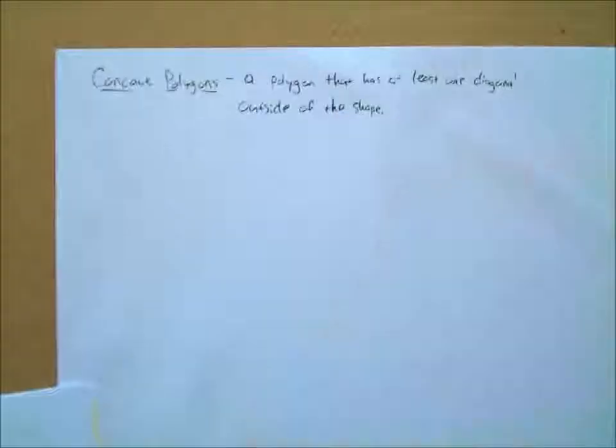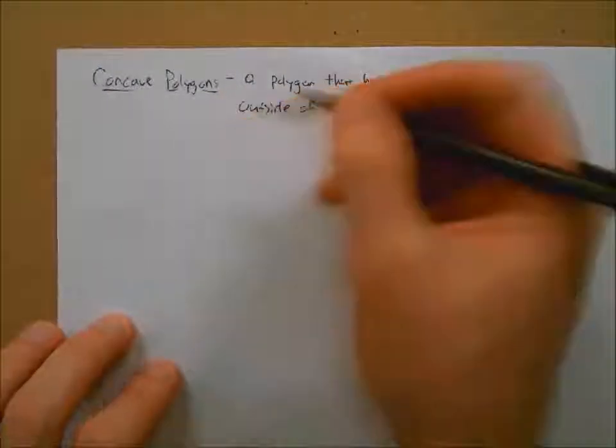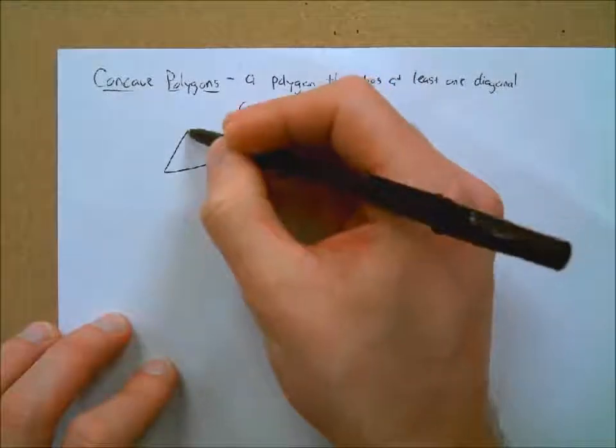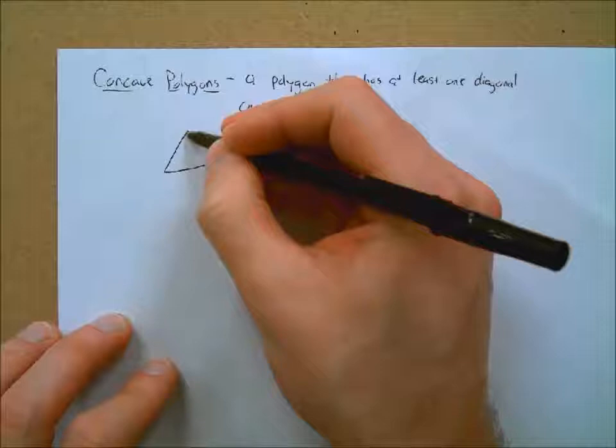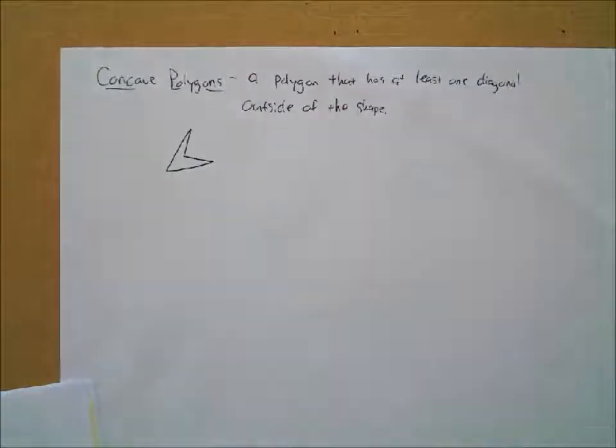Okay, so what do I mean by that? Well, if I draw this shape right here, which, by the way, how will we name this polygon? What kind of polygon is this? It's a quadrilateral. Yeah. Okay. It's a concave quadrilateral. There actually is a name for this. It's called a chevron.